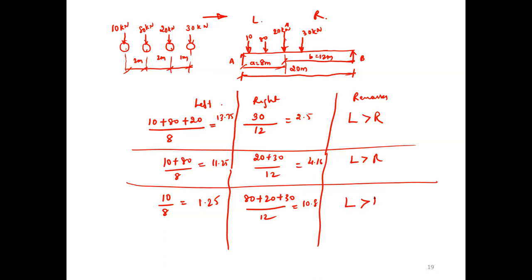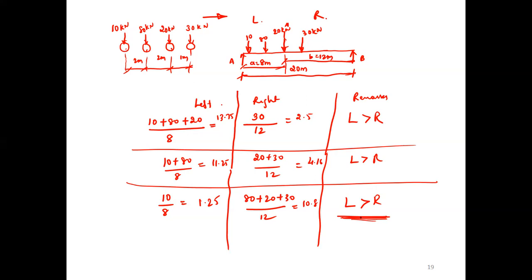So L is greater than R. Now it is saying it changes. So the question is, how will they ask it? Which is the point load you have to put on a section to get maximum bending moment? Which is the concentrated load you have to place on the section?